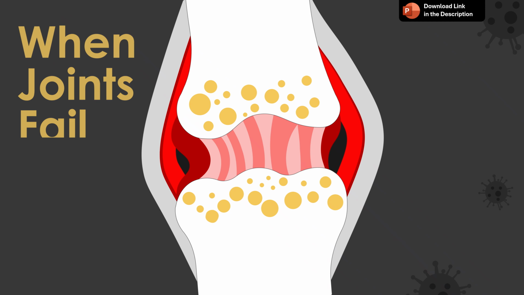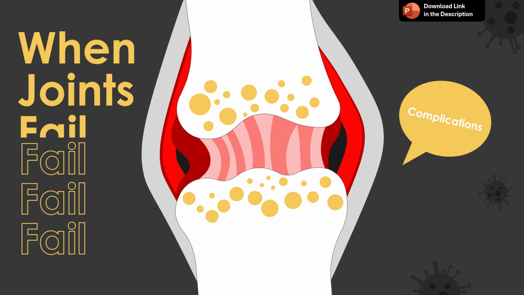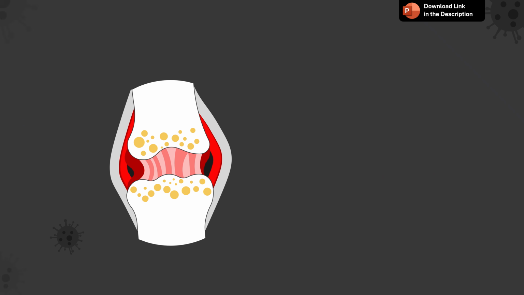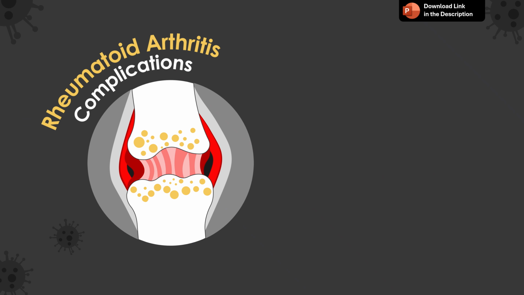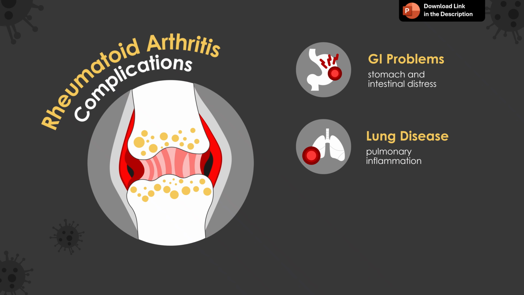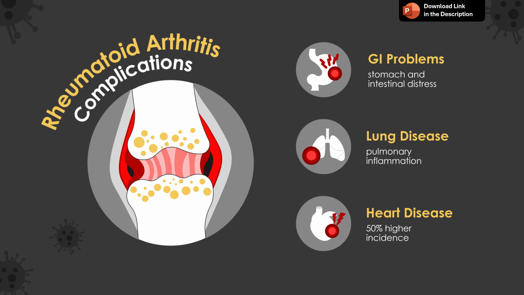When rheumatoid arthritis progresses unchecked, repeated joint failure leads to severe complications. Systemic complications include gastrointestinal problems, which frequently occur due to medication side effects, leading to chronic stomach and intestinal distress. The lungs are particularly vulnerable. With pulmonary inflammation, patients face a 50% higher risk of coronary ischemic heart disease due to chronic inflammation accelerating atherosclerosis.